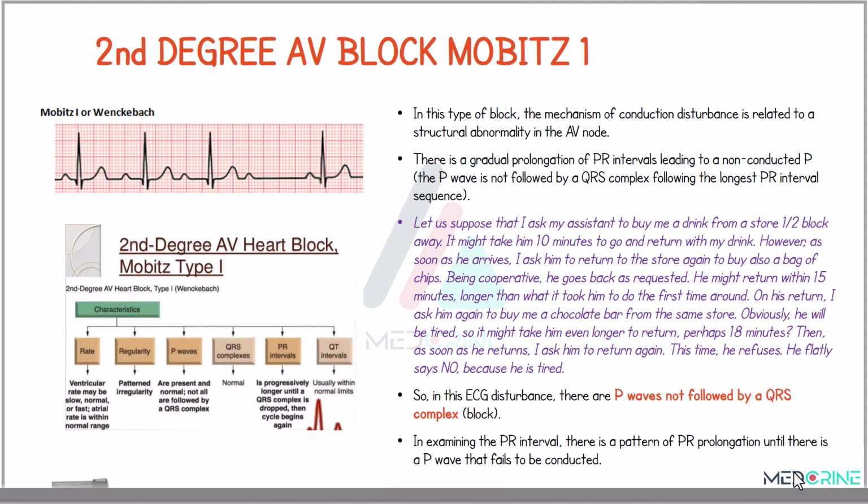Some of the characteristics of a Mobitz I or second degree heart block type 1 are that the ventricular rate may be slow, normal, or fast, and the atrial rate is within the normal range. Remember, we're just having an AV node issue here. In terms of regularity, there is an irregularity in the rhythm, and the P waves are present and normal. However, not all of them are followed by the QRS complex. The QRS complex is normal in this case, and the PR interval progressively becomes longer until the QRS complex is dropped, and then the cycle repeats again. The QT interval is usually within normal limits.